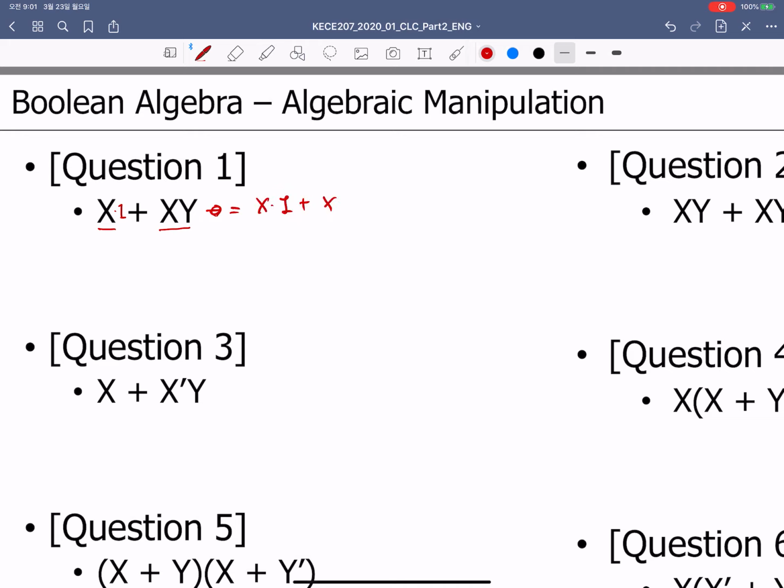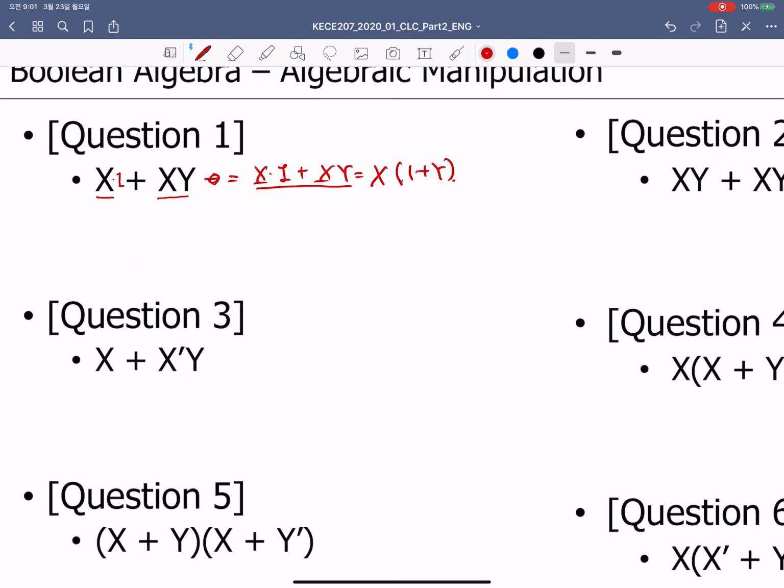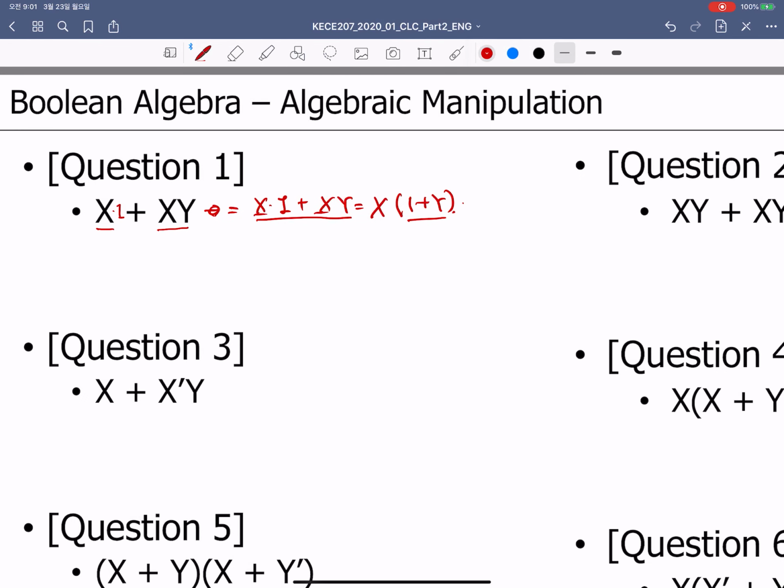x1 plus xy, and then you can combine these two terms with x. Then you're going to have x times (1 plus y). By using number 3, 1 plus y becomes 1, and then eventually this becomes x. That's why you have to keep in mind this result.